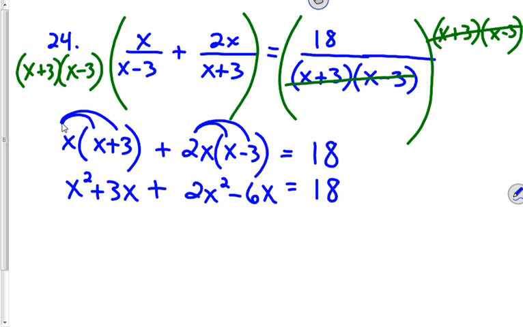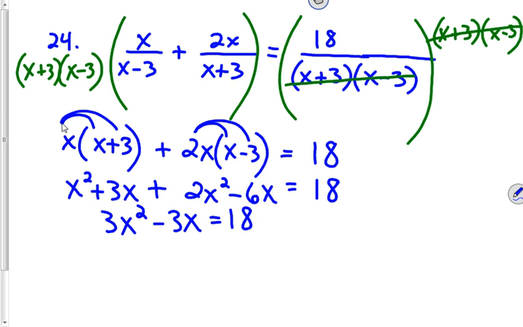Now I start to combine like terms. I have 2 x squared terms. x squared plus 2x squared gives me 3x squared. I have two x terms. Positive 3x and negative 6x combine to give me negative 3x, and that still equals 18.